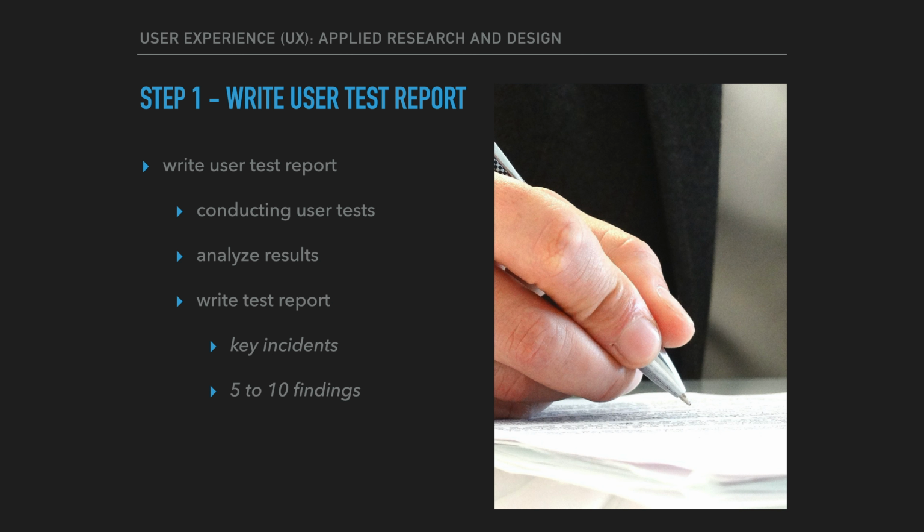In step number 1, we write the user test report. So, phase 4 involves conducting user tests, analyzing test results, and writing a user test report. Conducting user tests requires the recruitment of at least 4 users.